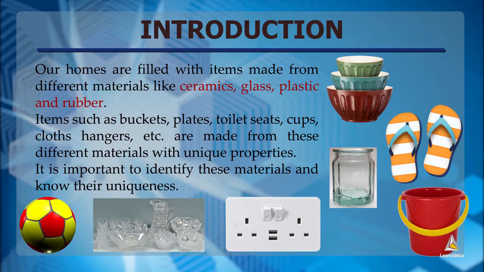Items in our homes, our houses, are made up of several materials such as ceramics, glass, plastics, and rubber. These items include buckets, our eating plates, our toilet seats, our clothes hangers, and even our slippers. They are made with different materials with unique properties. It is important for us to identify and classify the different materials that those items are made of.